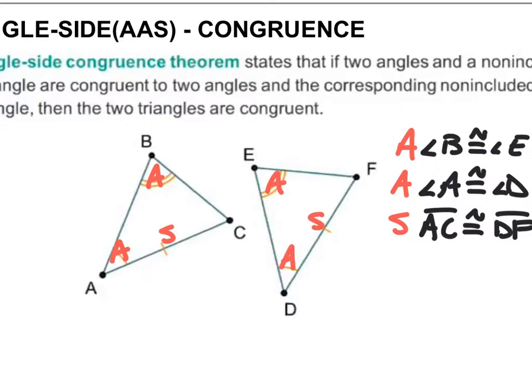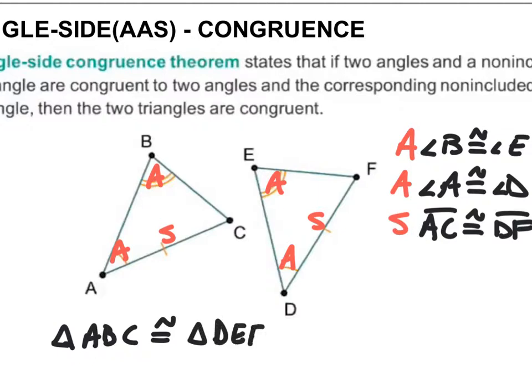Remember, it's about how you go around the triangle. You have angles, and then you just ask, what do you have that's in common? So I have an angle and a side. This triangle has an angle and a side. So I'm able to conclude that triangle ABC is going to be congruent to triangle DEF.